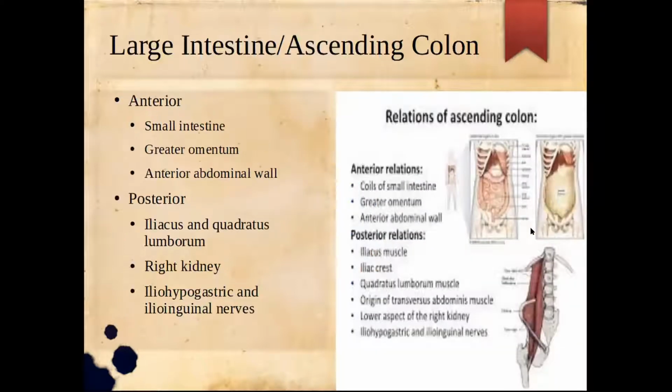This picture also shows the relations. I don't know if it's clear or not. Anterior to the ascending colon, you find coils of small intestine, the greater omentum, and the anterior abdominal wall. Posteriorly, you have two muscles, iliacus and quadratus lumborum, and the right kidney. There are two nerves, the iliohypogastric and ilioinguinal nerves.